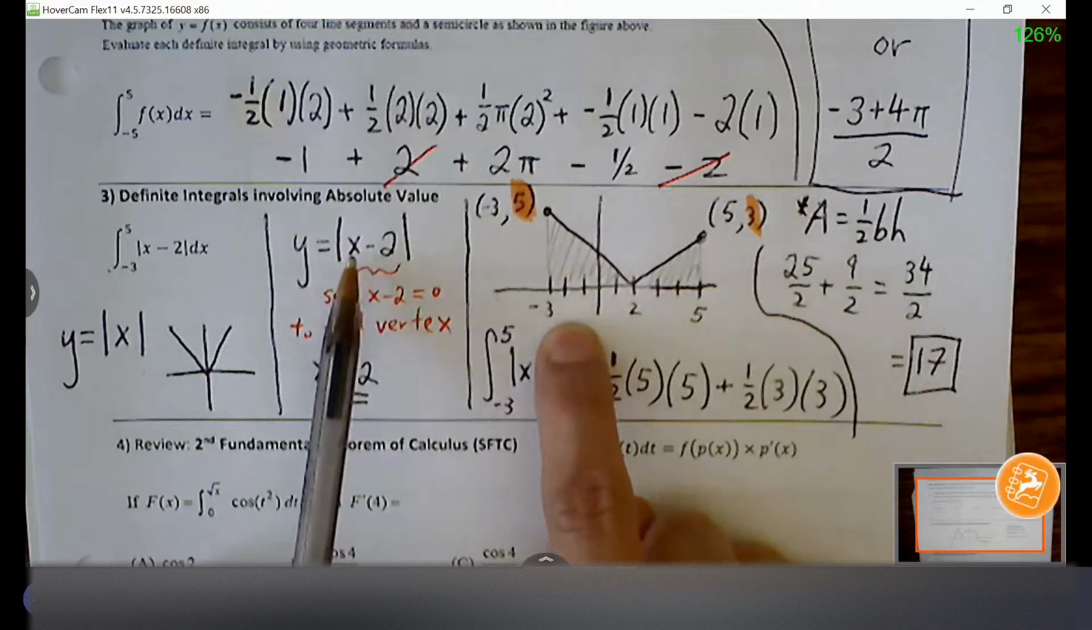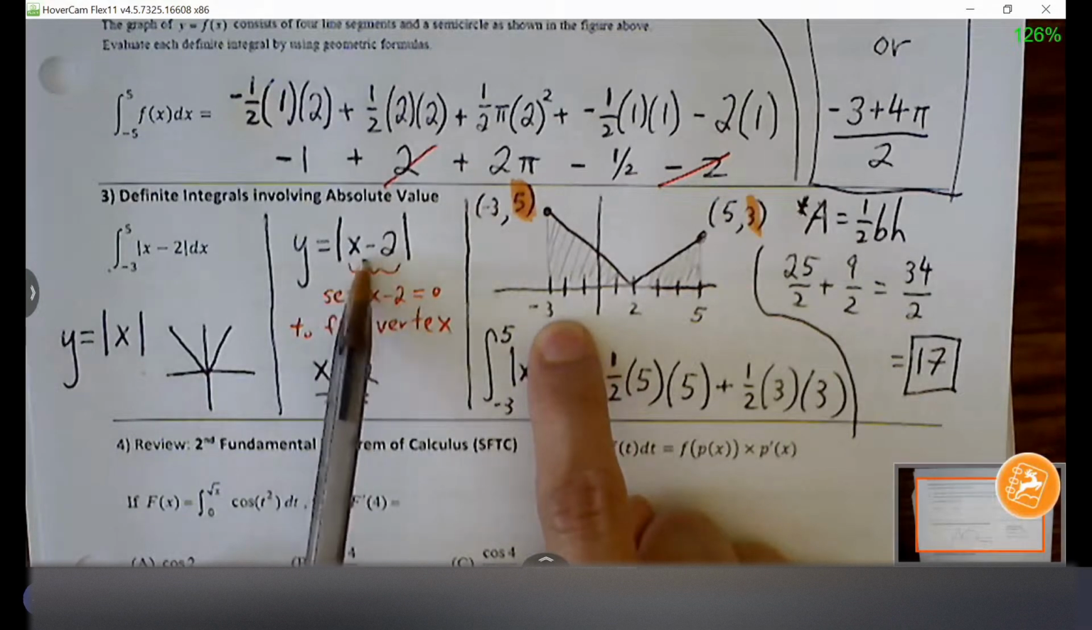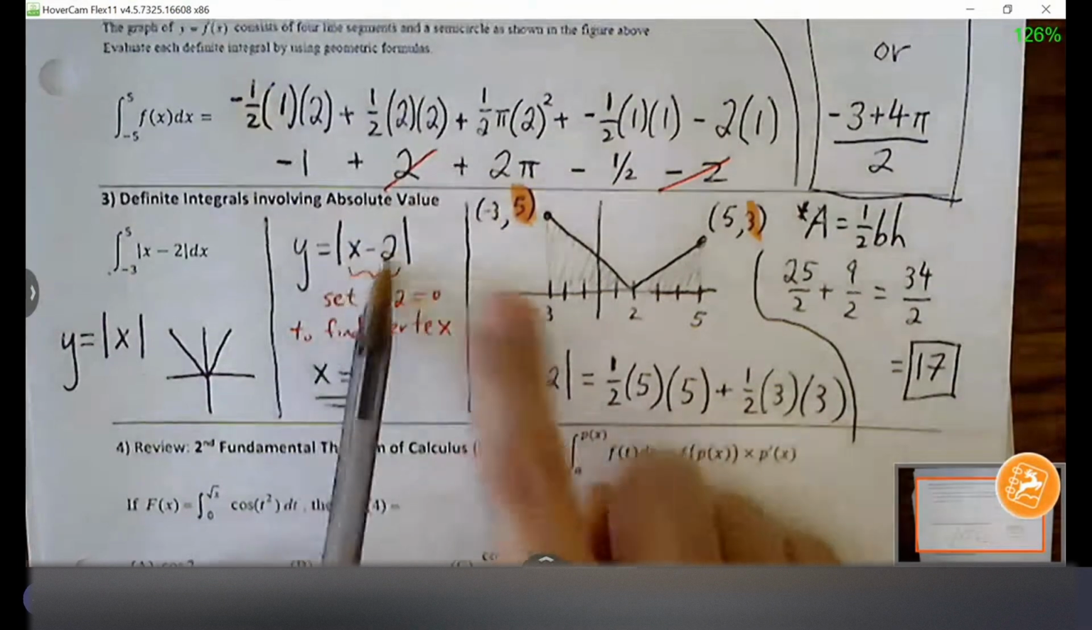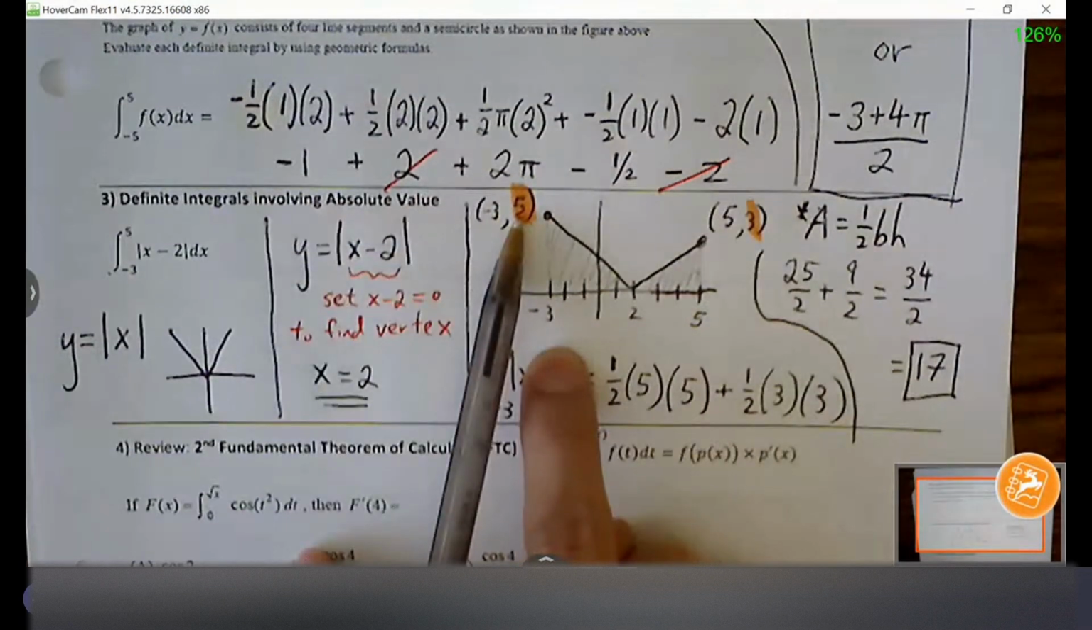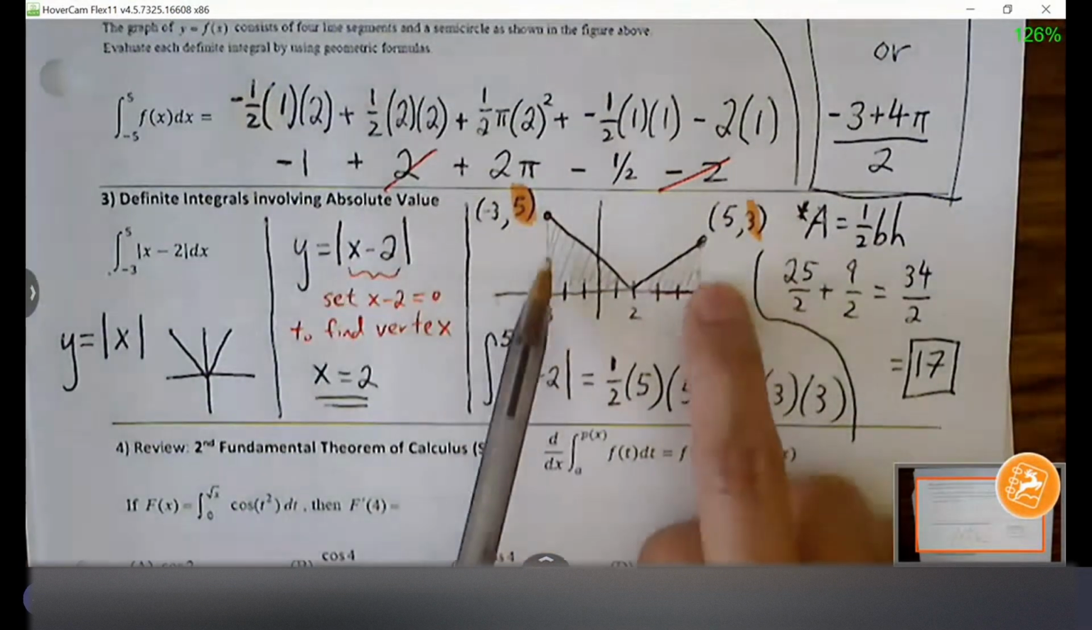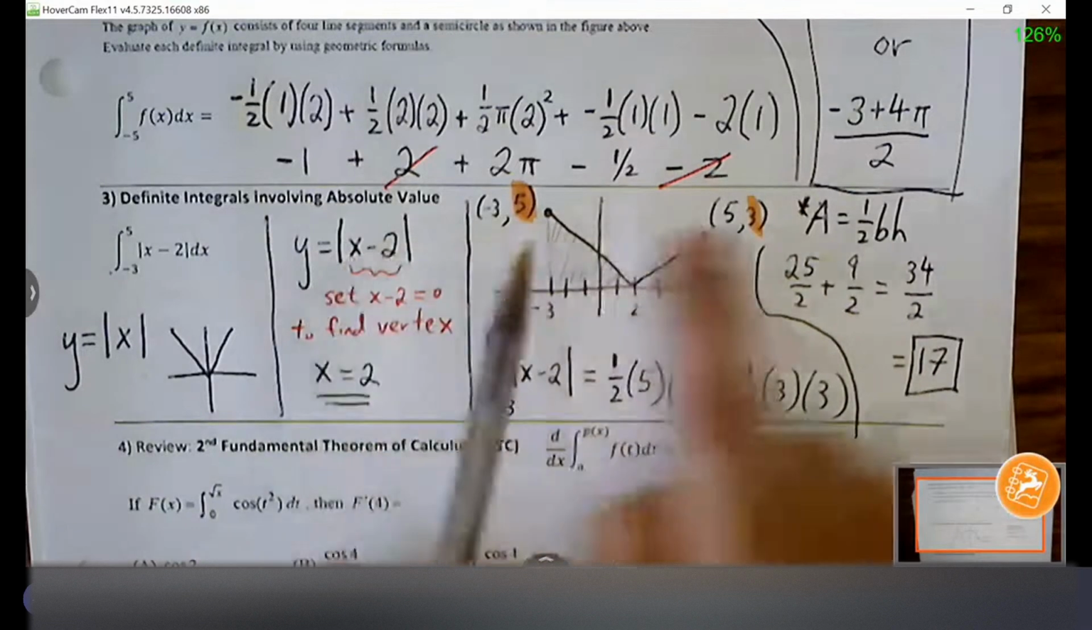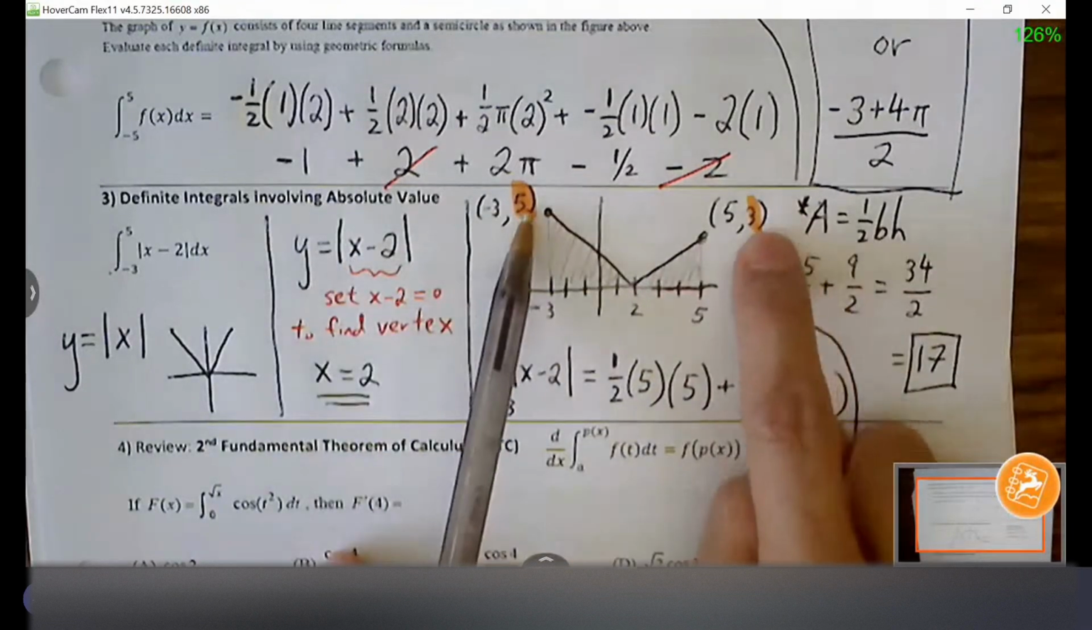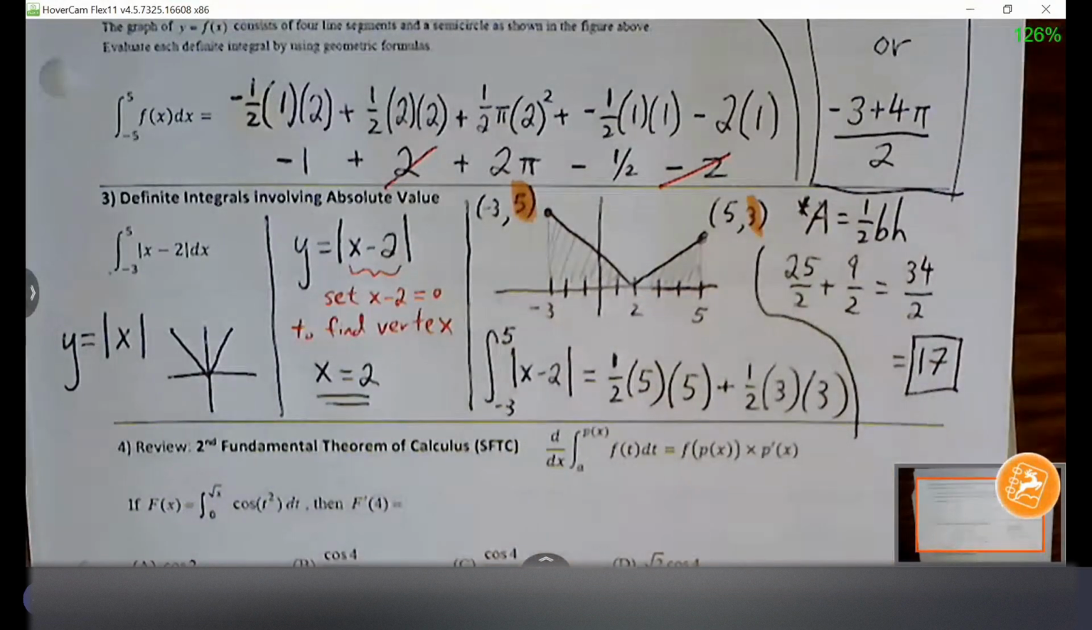So what's -3 minus 2? Okay, thank you. -5, right? And then the absolute value of -5 is going to be a +5. So yeah, just take your endpoints, enter it into the function, whatever you get back in return, it's going to represent the heights of your triangles.